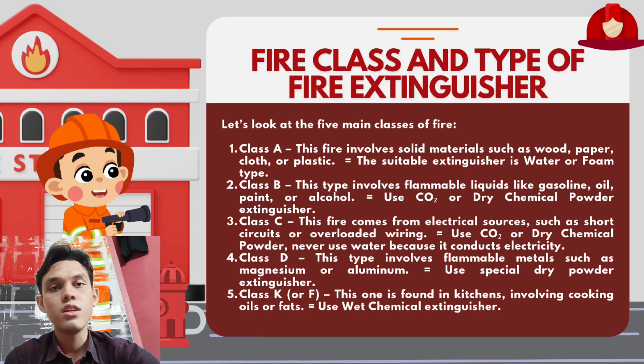And Class D: this type involves flammable metals such as magnesium or aluminium. Use a special dry chemical powder extinguisher. And last, Class K or F. This one is found in the kitchen, involving cooking oils or fats, and is handled with a wet chemical extinguisher.